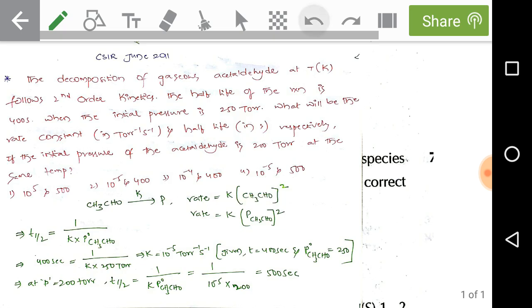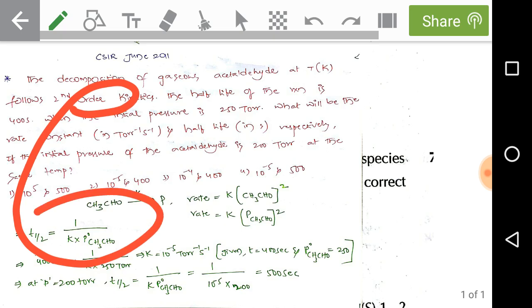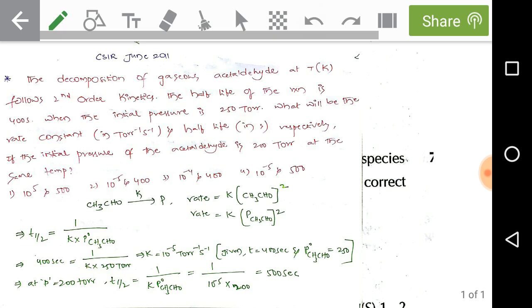For second order kinetics we can take T half is equal to 1 by K into partial pressure of acetaldehyde. From the given half life time of 400 seconds equals 1 by K into 250 torr, we can get K is equal to 10 power minus 5 per torr per second. Now at pressure 200 torr, T half equals 1 by K into partial pressure of acetaldehyde. Just substitute the values, you can get 500 seconds.